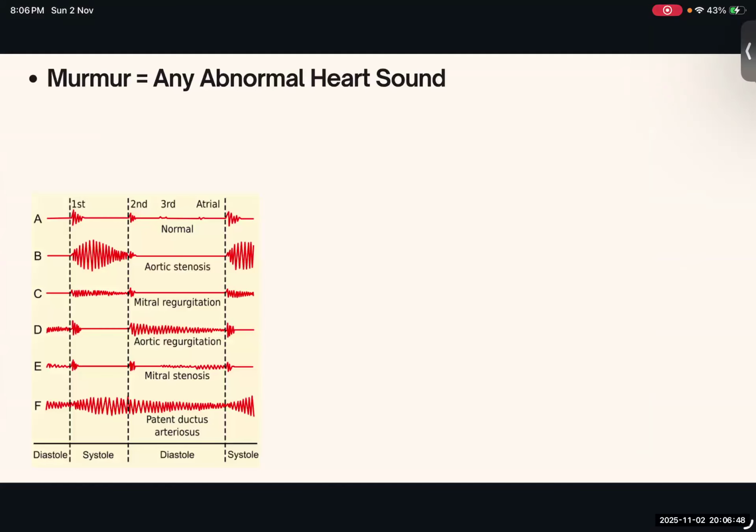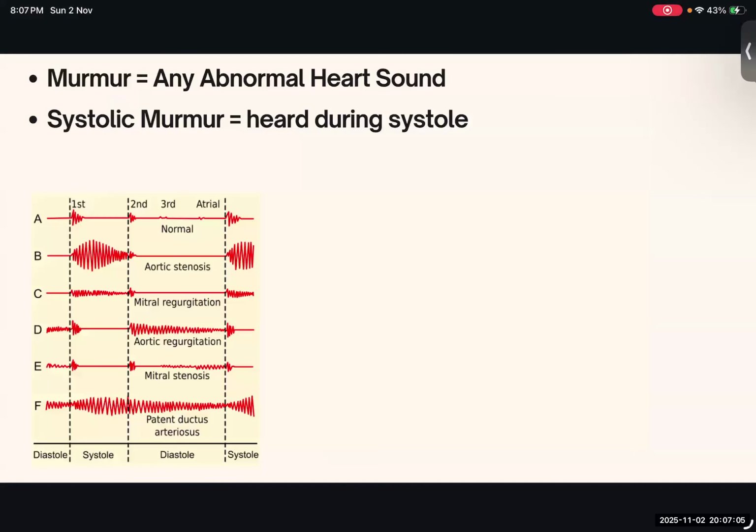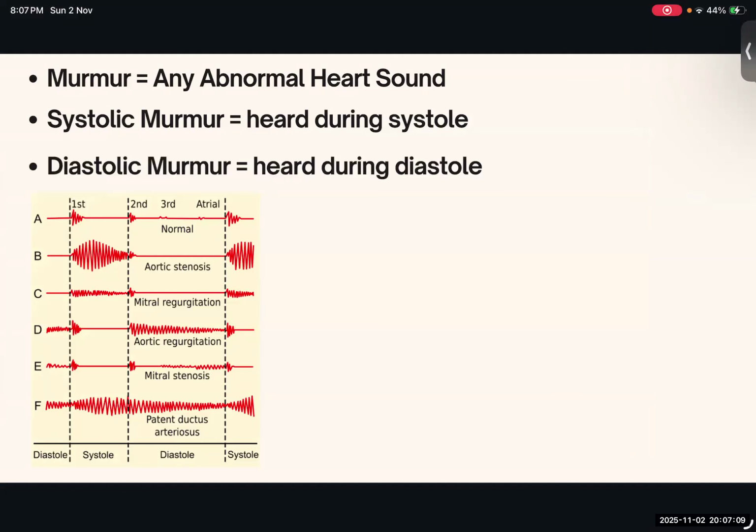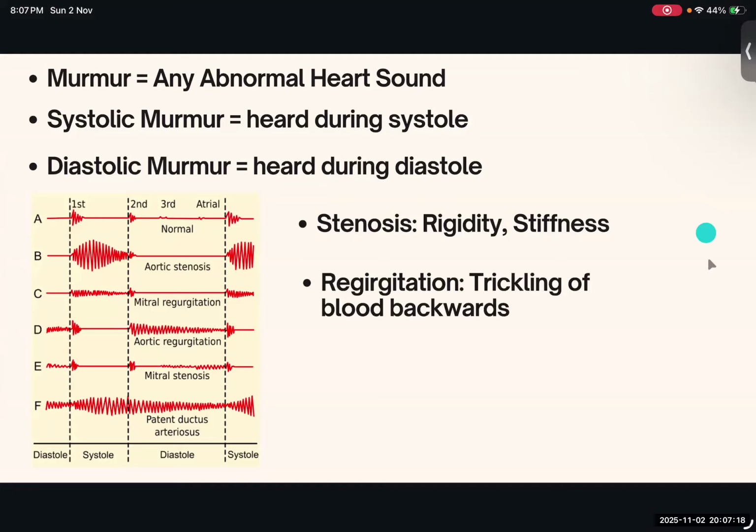Okay, so a murmur is any abnormal heart sound. Okay, let's specify that from now. Anytime that a question mentions a murmur, you know that something is going wrong. Okay, now a systolic murmur is going to be an abnormal heart sound heard during systole. Inversely, a diastolic murmur is going to be abnormal during diastole, okay? So stenosis and regurgitation, it's spelled wrong in the slide.